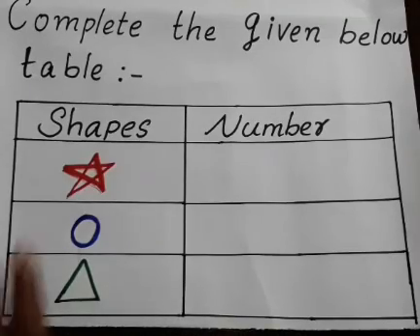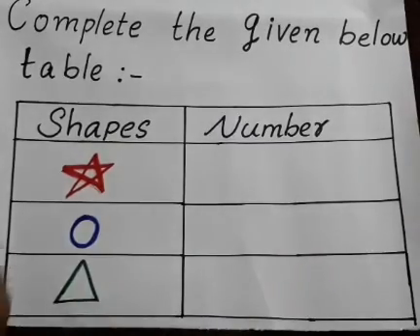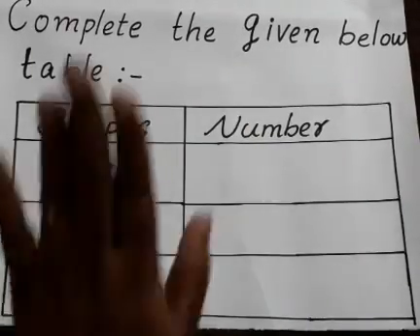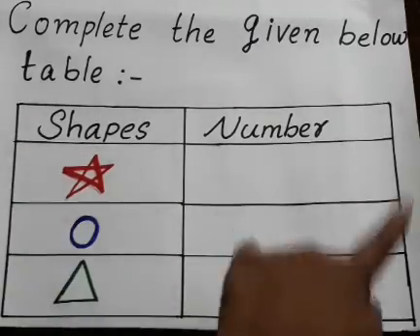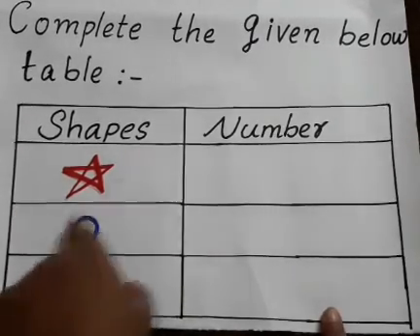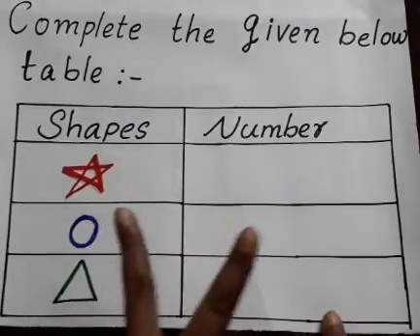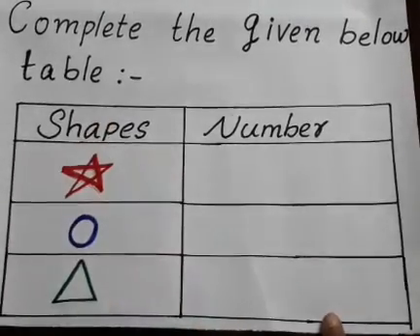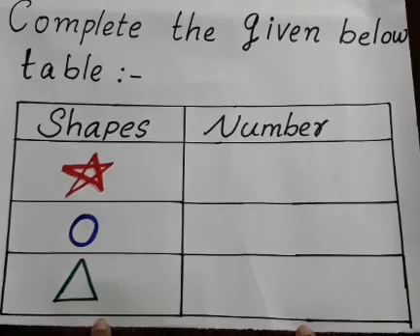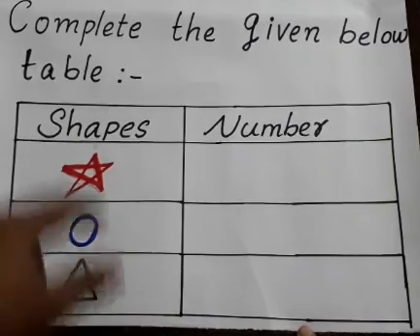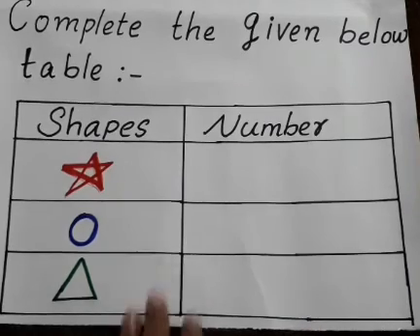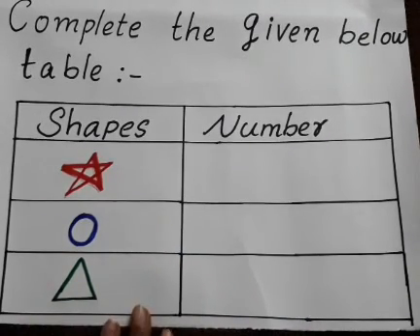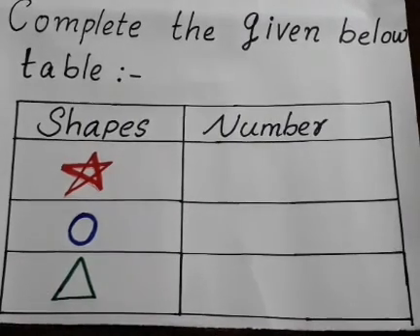Okay, my dear kids, the question here is: complete the given below table. Look at this. This table has two columns. One is shape and the other one is number. We are going to look at the above picture and answer this question. Shall we start? Yes, come let us start doing the table.